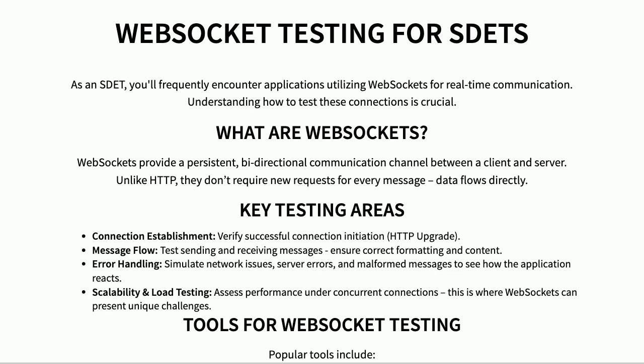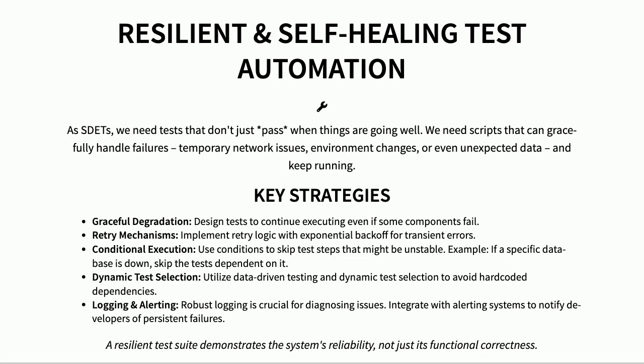Okay, let's talk about making our automated tests tougher, more resilient, and self-healing. The goal here is to avoid those frustrating situations where a single hiccup causes your entire test suite to crash. We want scripts that can bounce back from temporary problems like network glitches or changes in the environment. We'll explore strategies like gracefully degrading when components fail, using retries with increasing delays for intermittent errors, and dynamically skipping steps that might be unstable.